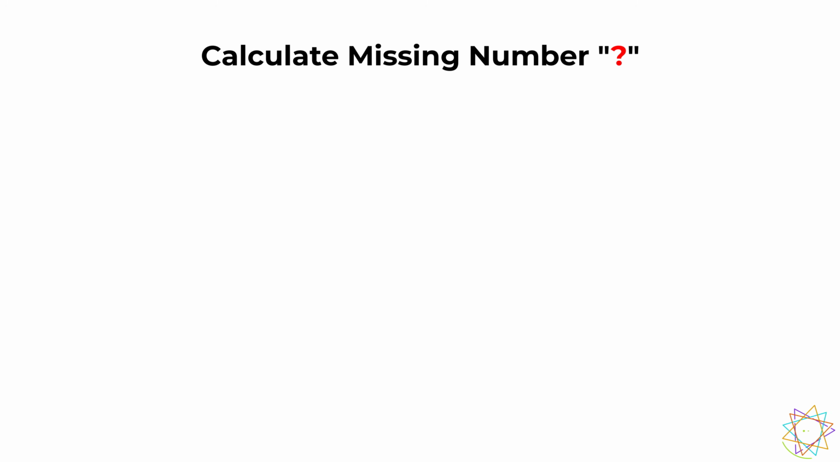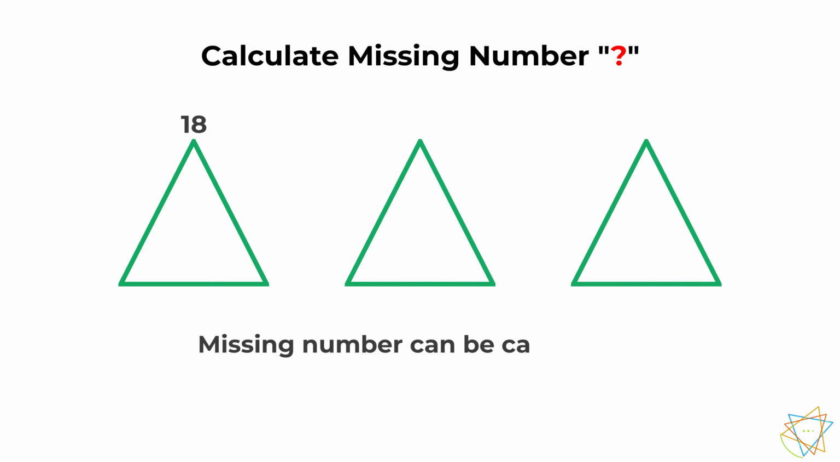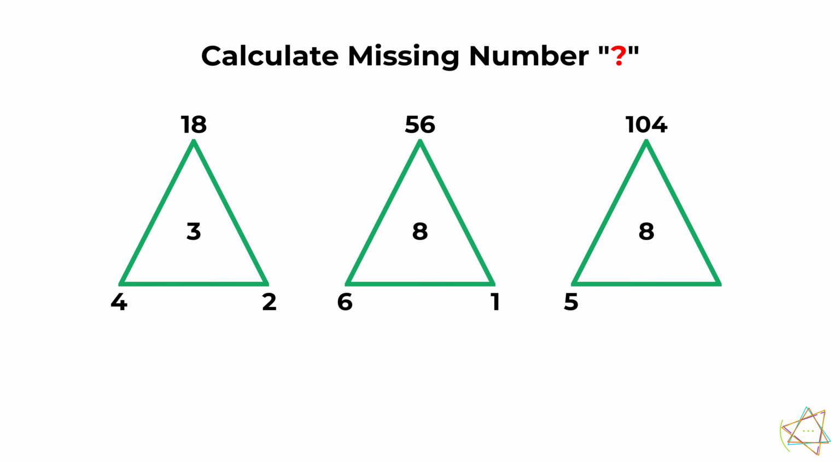You need to calculate the missing number, and you're presented with 3 triangles. Each triangle has numbers in the corners as well as in the middle. The first triangle has the number 18 on the top, numbers 4 and 2 at the bottom, and the number 3 in the middle. The second triangle has the number 56 on the top, numbers 6 and 1 at the bottom, and the number 8 in the middle. The third triangle has the number 104 on the top, the number 8 in the middle, the number 5 in the bottom left corner, and the number in the bottom right corner is missing. Your choices are 9, 10, 11, and 12.